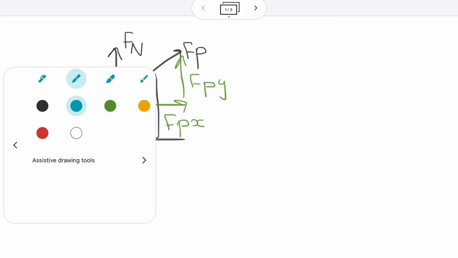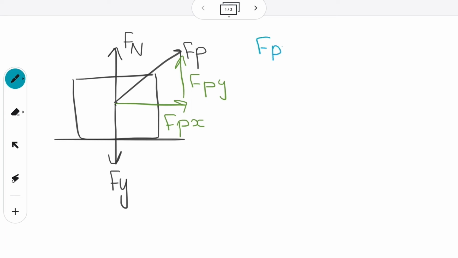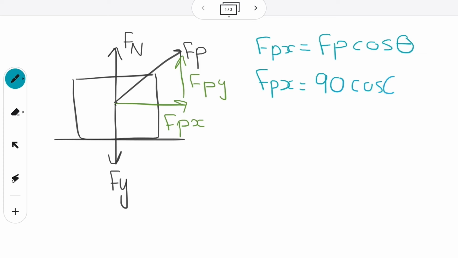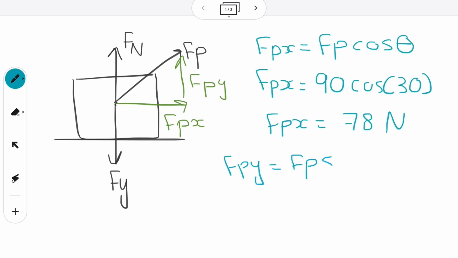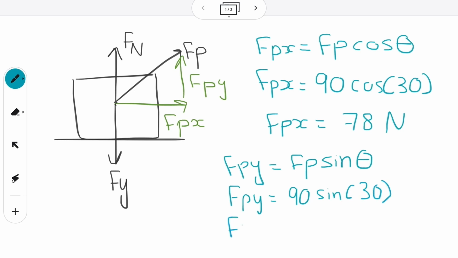Let's calculate Fpx. Now, we know the equation of the Fpx is that Fpx equals Fp times cosine theta. And now let's apply. Fpx is going to be equal to 90 cosine 30. Apply it in your calculator and it's going to give you Fpx is equal to 78 Newton. And now let's solve for Fpy. Fpy equals Fp times sine theta. And now apply. Fpy equals 90 sine 30. Apply it in your calculator. It's going to give you that Fpy is equal to 45 Newton.